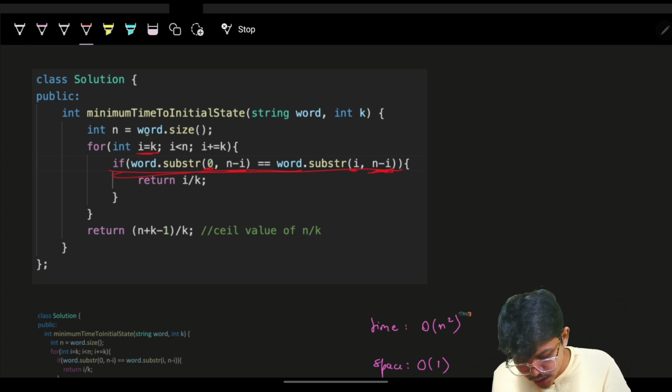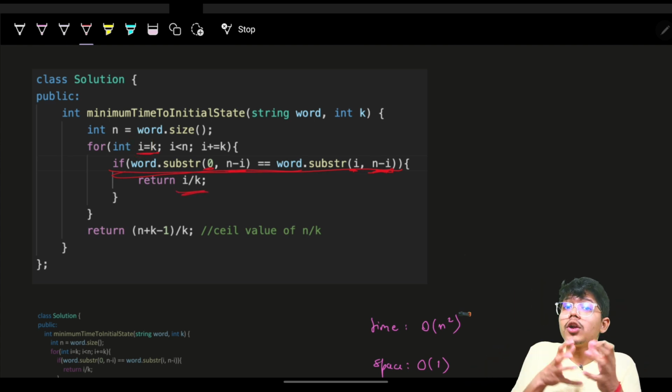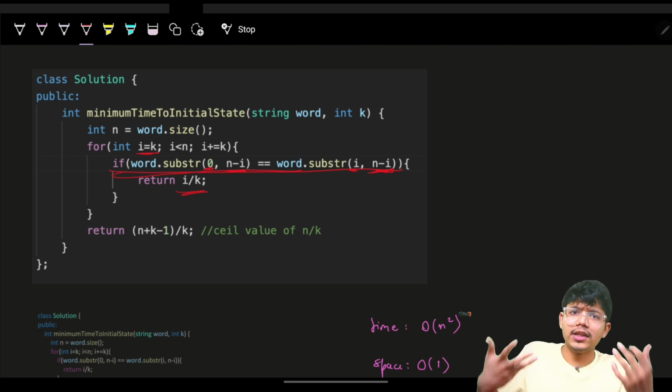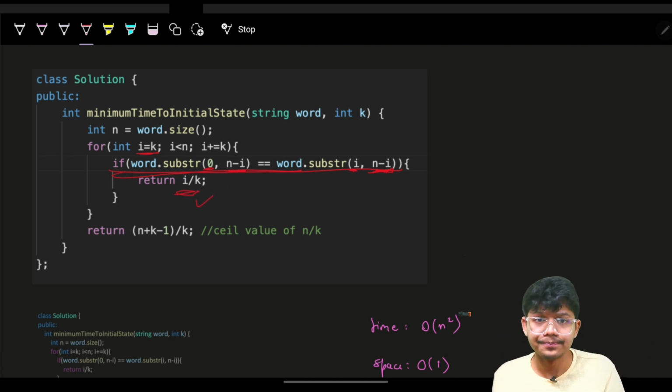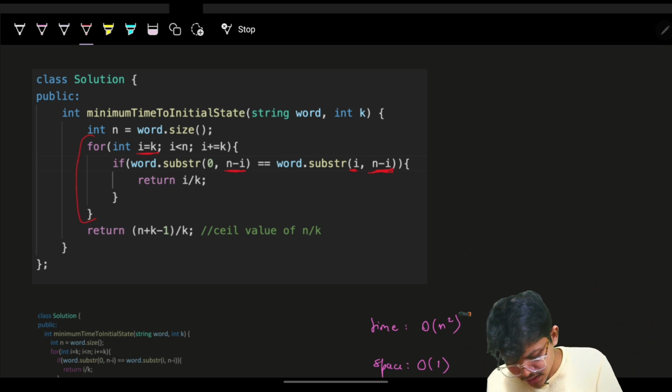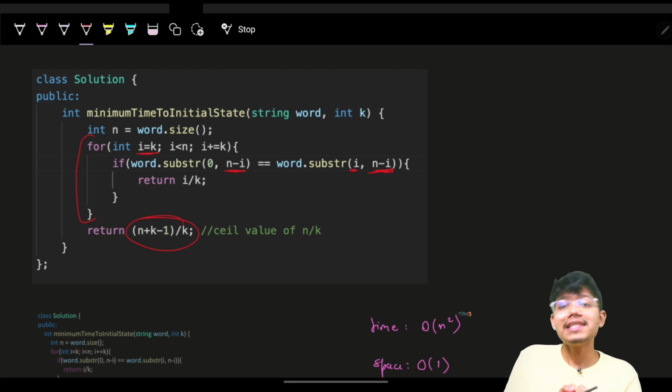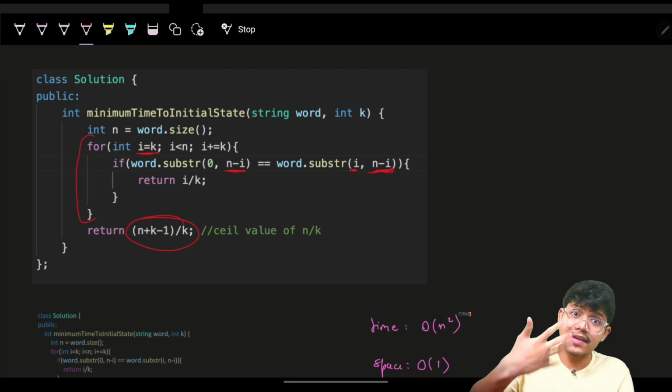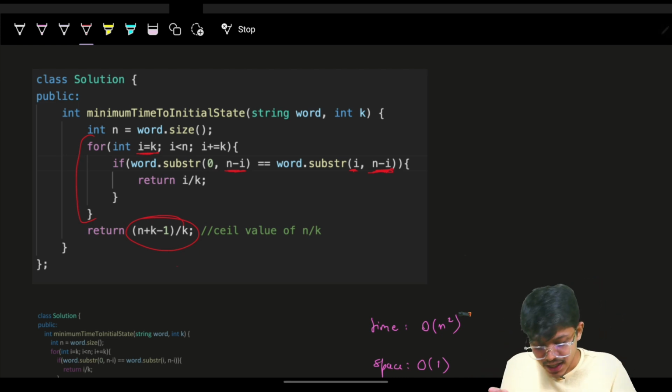If something is good, then simply return the number of times you have to apply this operation, which is i by k. And again, in the worst case, what if it does not match any time? No worries. In the worst case, your answer will be the ceil value of n by k, or you can also write the same thing as (n plus k minus 1) by k, and that is your answer.